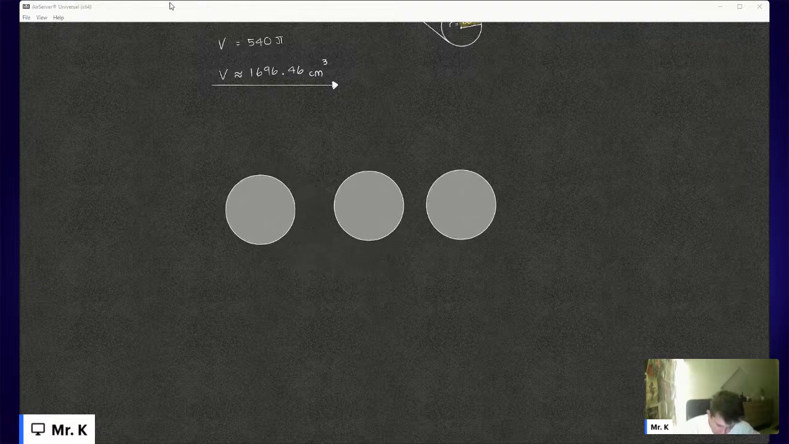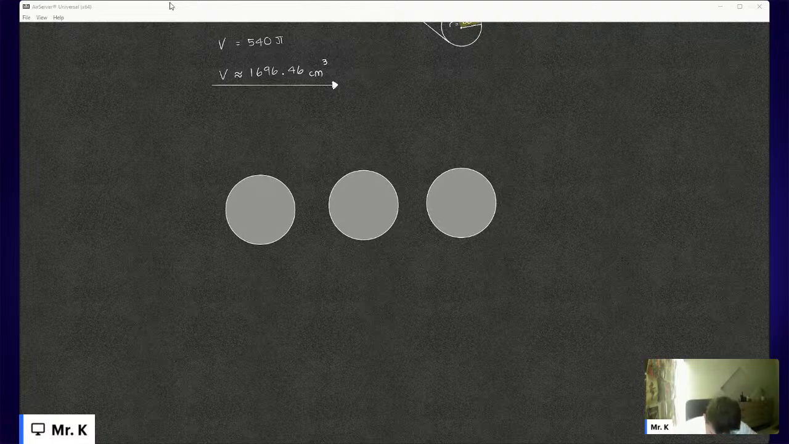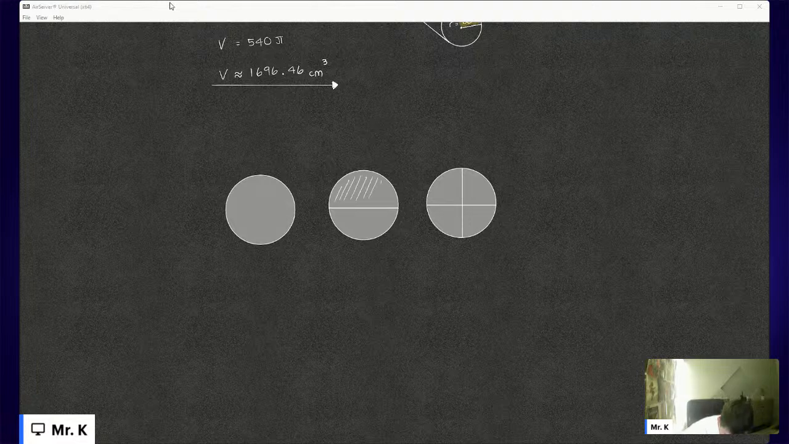If I have three circles, there's some important information we need to understand. We have most commonly full circles, semicircles, and quarters of a circle. Let's say I'm focused on this half and this quarter over here. We have a full, half, and a quarter circle.